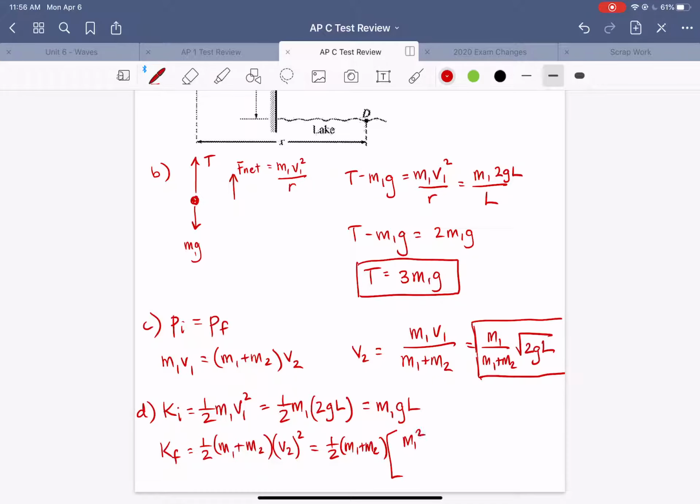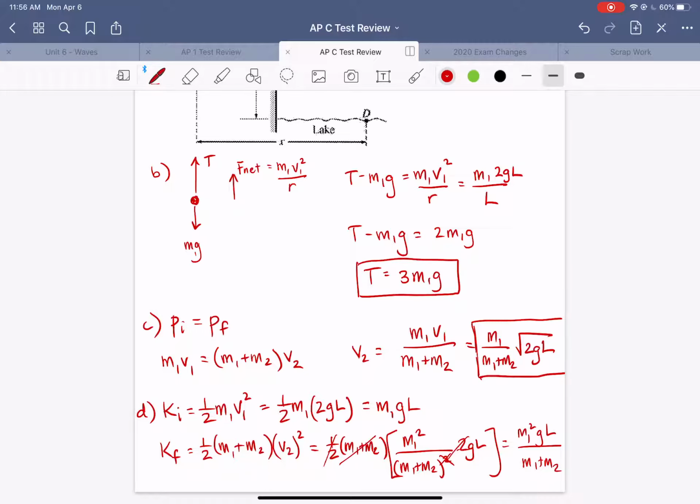So this is going to be m1 squared over (m1 plus m2) squared times 2gl. A couple of things will cancel here. The 1/2 and the 2 will cancel. m1 plus m2 will cancel with one of the factors down here. So we end up with m1 squared gl over m1 plus m2.